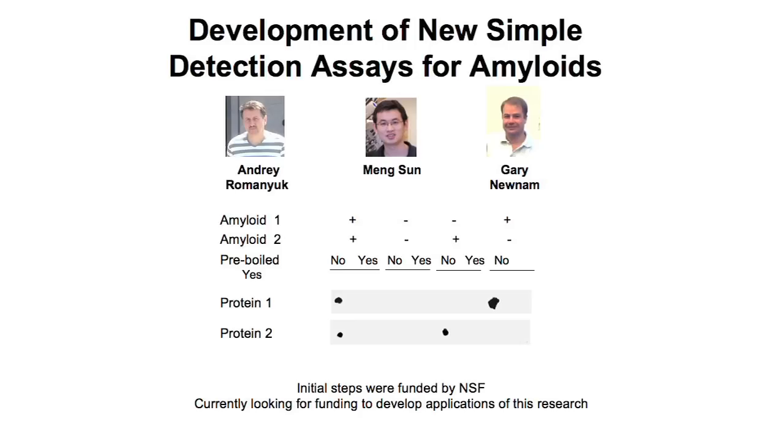They're in the rough extract here. Those two proteins are in amyloid form here. Here none of them is in amyloid form. Here only one, protein 2, and here only one, protein 1. And if we boil those proteins, if they're pre-boiled, then the amyloid form for those proteins is actually destroyed.